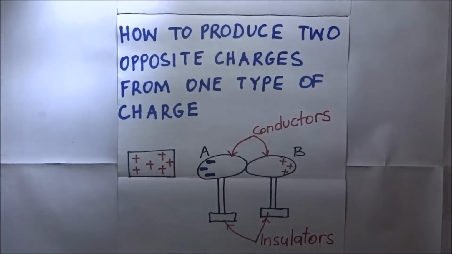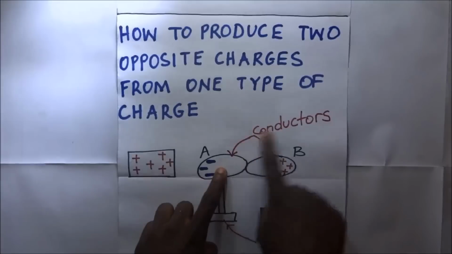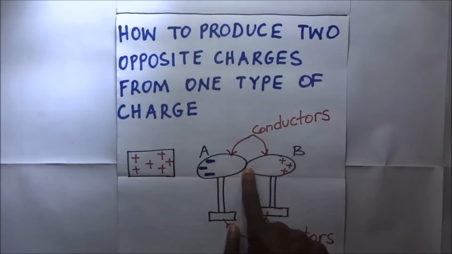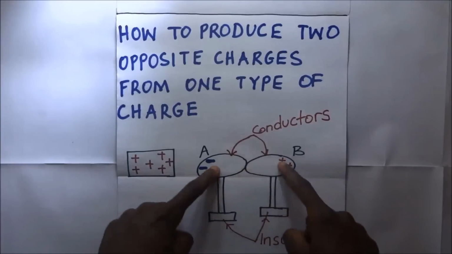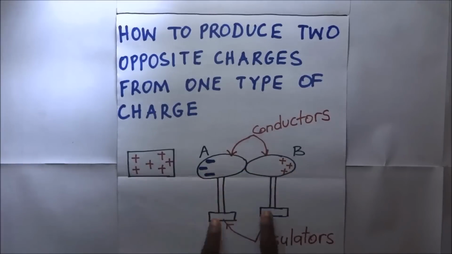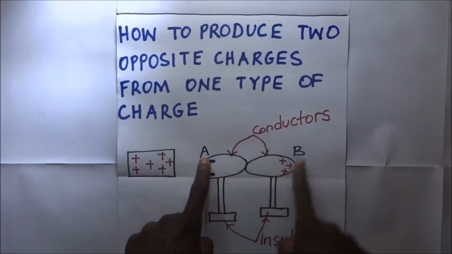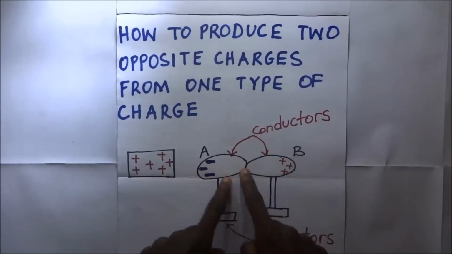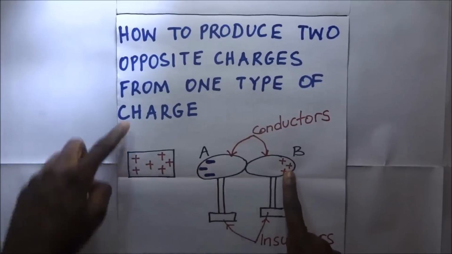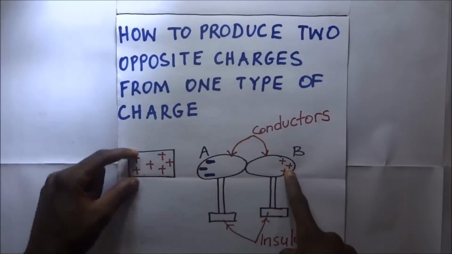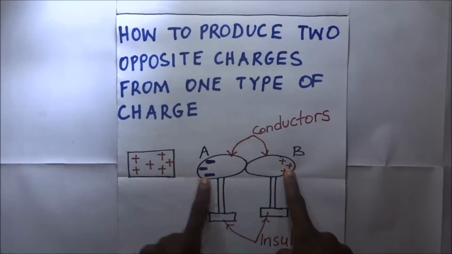How to produce two opposite charges from one type of charge? We are going to get two conductors and make sure they are in contact. These two conductors are positioned on insulators. So when we put conductors A and B, we position them. This is end A and end B. We bring a positive charge like before, near end A.